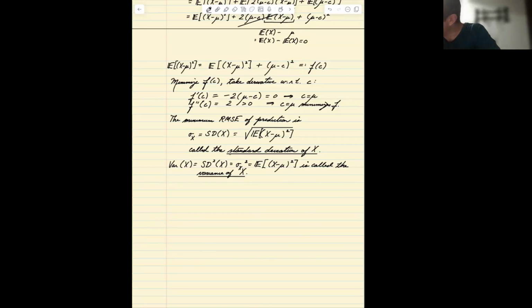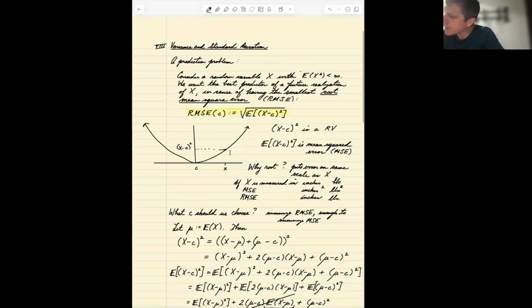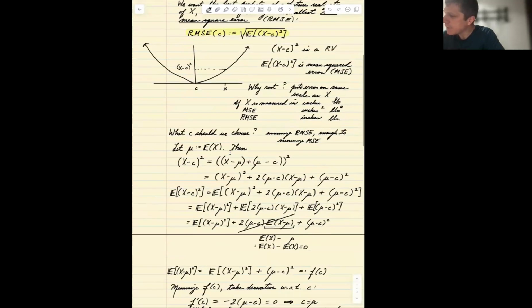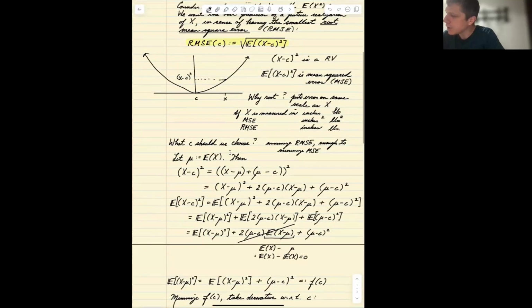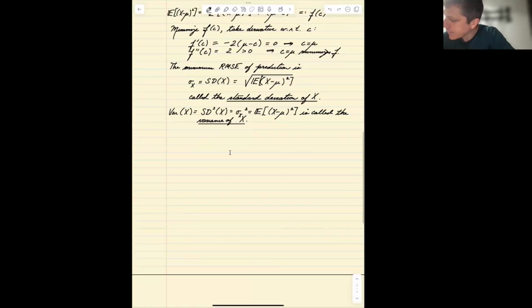By the way, I mentioned up here, I should have said that we did make this assumption that the expectation of x squared was finite. The reason we had to do that is that if it's not finite, then this mean squared error is just infinite all the time, and so there's really nothing we can do to minimize that.